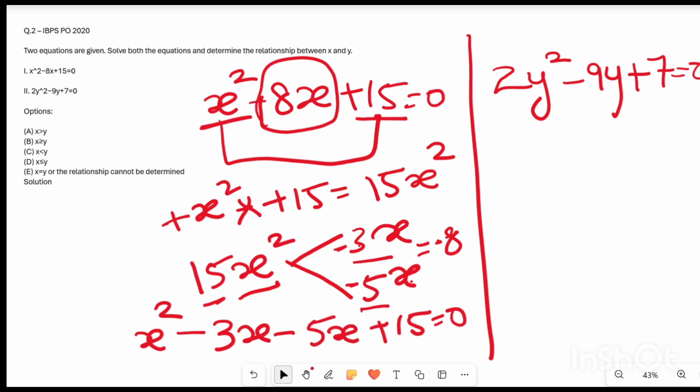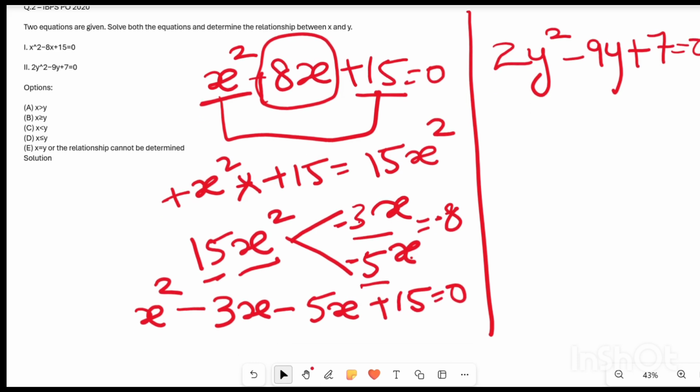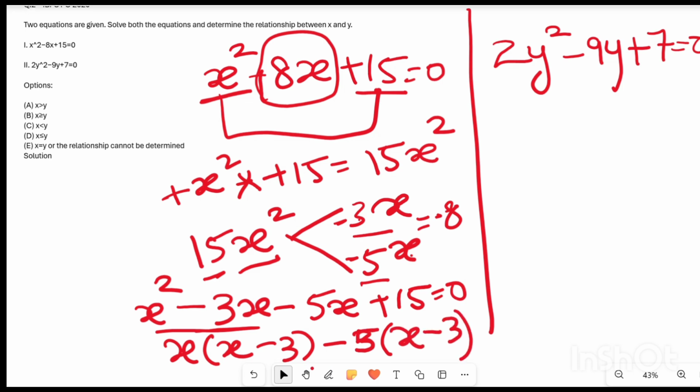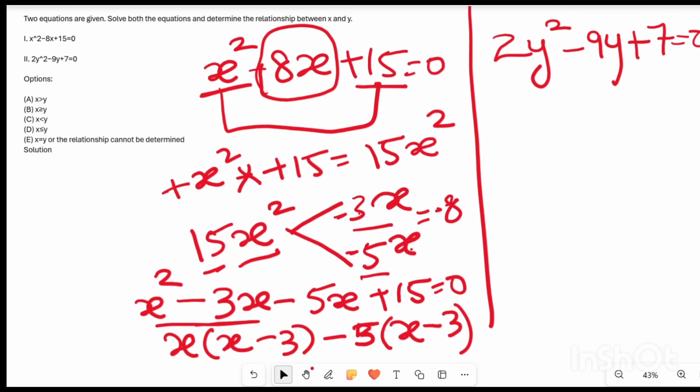So if you observe, we will be getting the root values. We have to take the common from these two. x of x minus 3 and minus 5 of x minus 3. So the roots now we are getting, x minus 3 is common, so 3, and x minus 5, that will become 5. So 3 and 5 are the roots of the first equation.